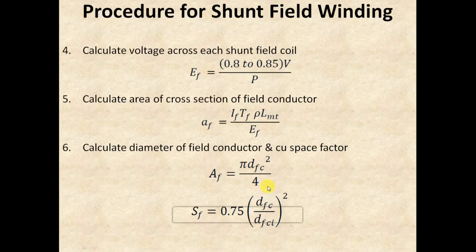using the standard relation pi d square by 4. So this DFC indicates the diameter of the field conductor. This will be the diameter of the field conductor without insulation. As I have mentioned before, usually a varnish insulation will be provided. So while taking this varnish effect also into consideration, the effective diameter will be DFCI. Hence the copper space factor relation can be easily identified if we know the values of DFC and DFCI.